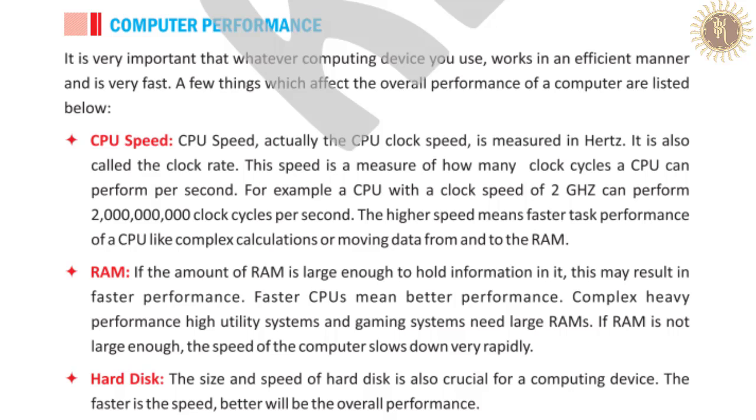The higher speed means faster task execution of a CPU, like complex calculations or moving data from the CPU to the RAM. RAM. If the amount of RAM is large enough to hold information in it, this may bring about faster execution. Faster CPUs mean better execution. Complex, heavy-duty, high-utility systems and gaming systems need large RAMs. If RAM isn't large enough, the speed of the PC slows down quickly.